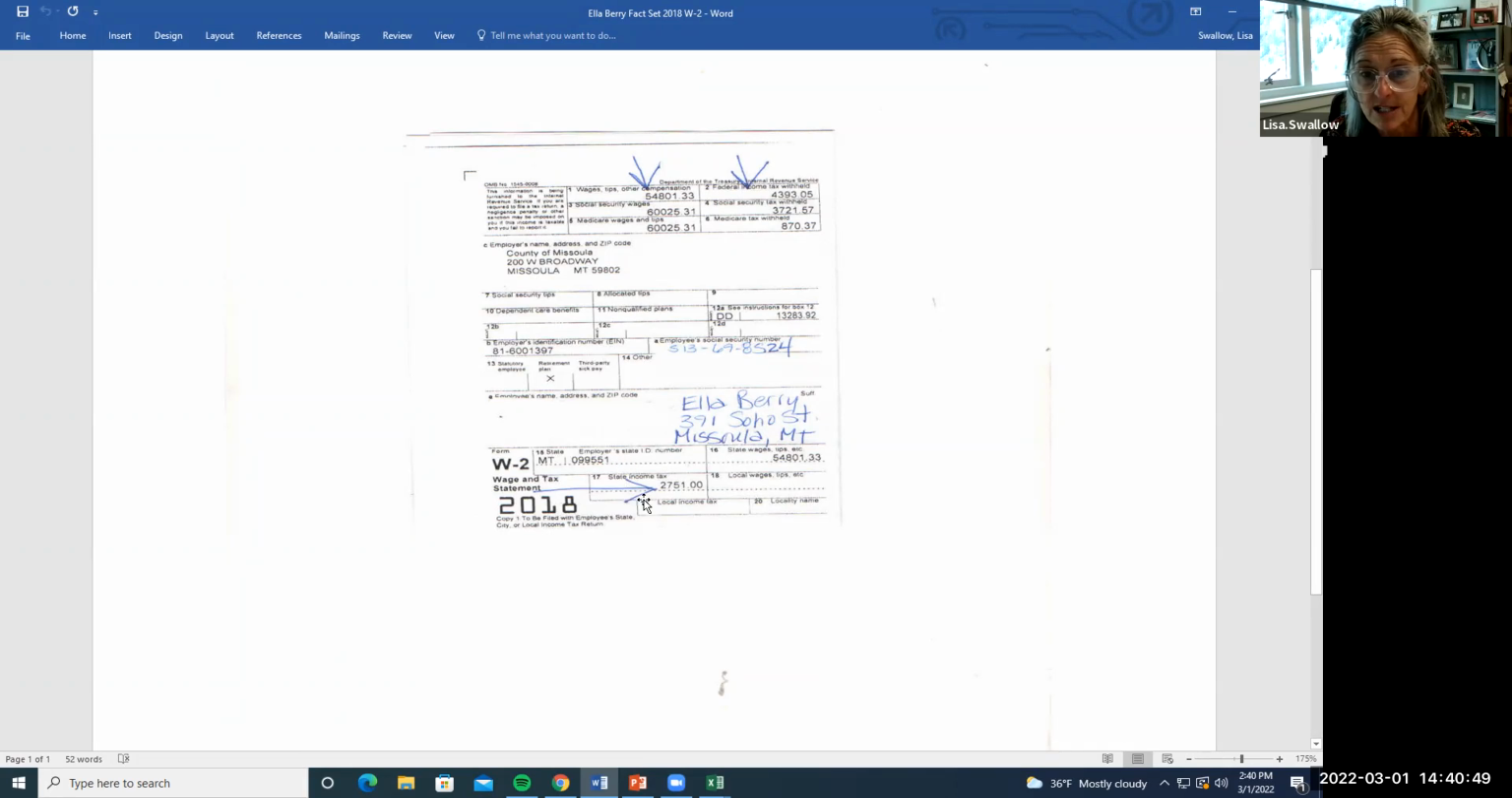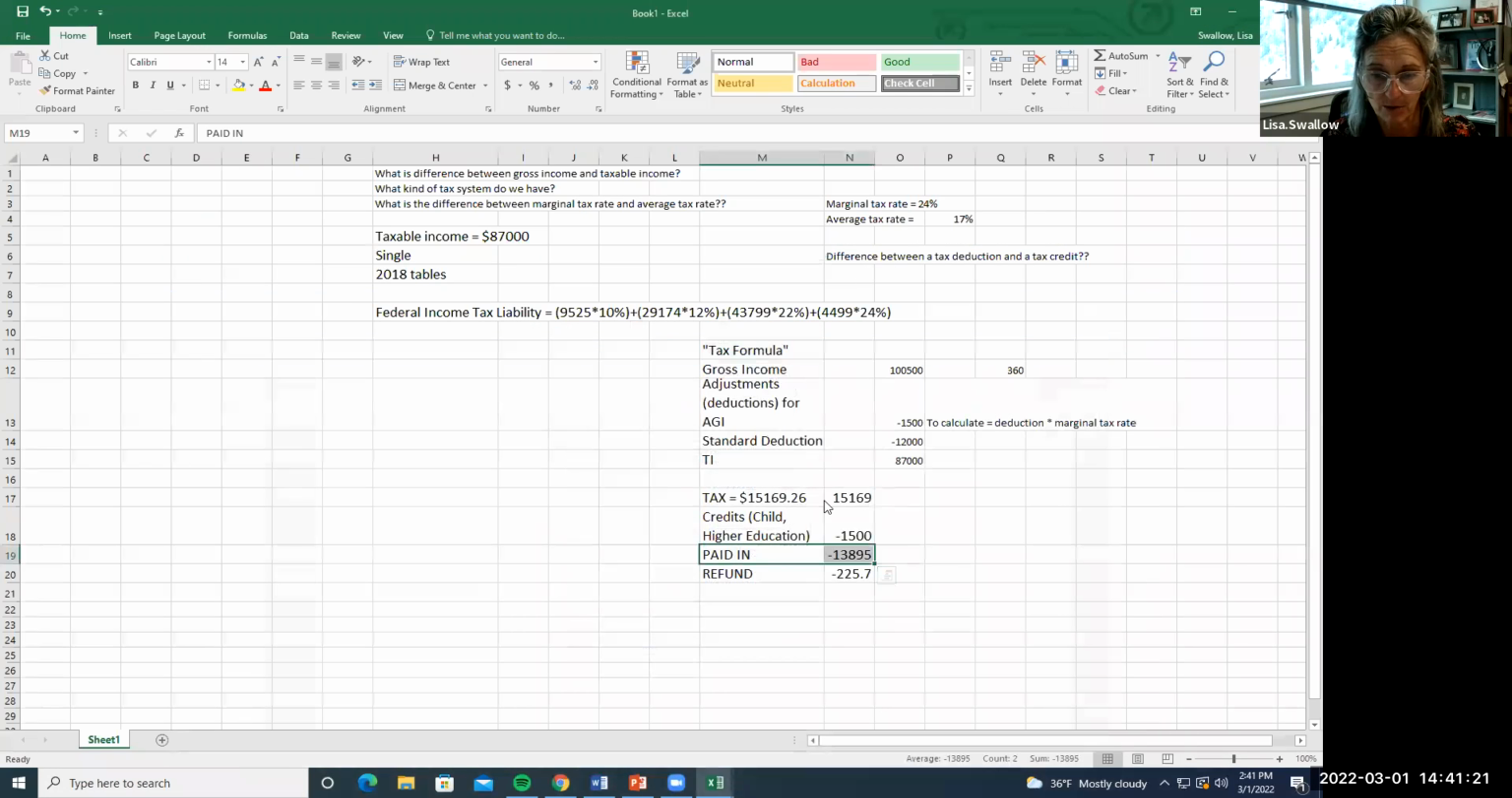And down here is the part that goes on your state income tax return. She paid in $2,751 of state income taxes. That doesn't go on your federal tax return, but that's obviously important when you're doing your Montana tax return. So write down these numbers, the 54,801 is important. The 4,393 is important. And now we're going to go, I'm going to make this go down.